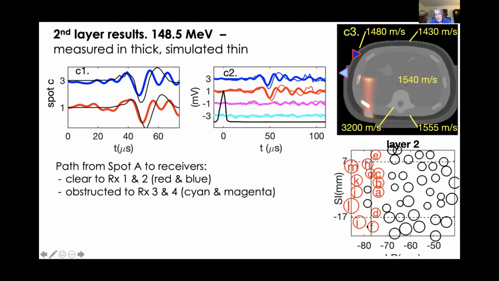And here's a spot map showing a treatment layer. So we're treating now spot number A here.